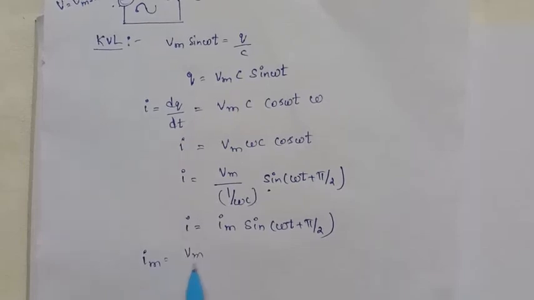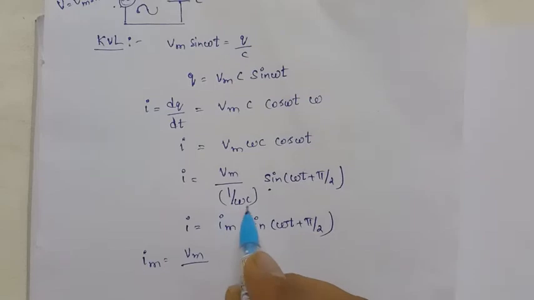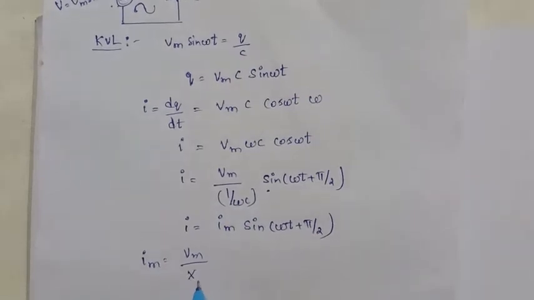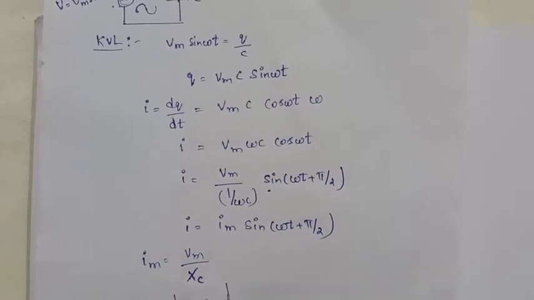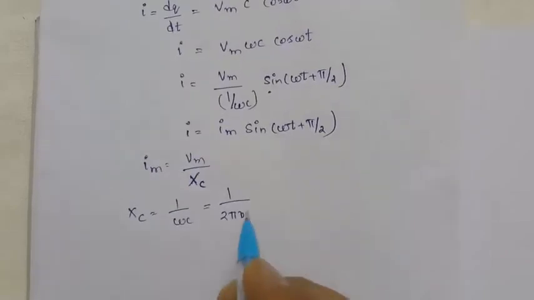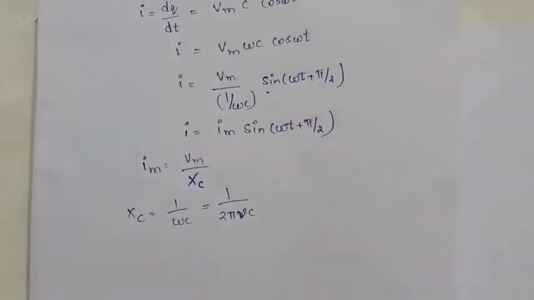Actually Vm upon R, resistance. So that resistance is here 1 by omega C. That is nothing but the reactance of the capacitor, the capacitive reactance. Xc is nothing but the capacitive reactance. That means Xc = 1 by omega C. And omega is 2 pi nu, so Xc = 1 by 2 pi nu C.